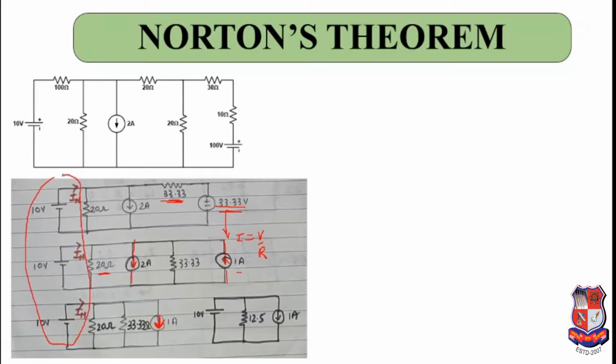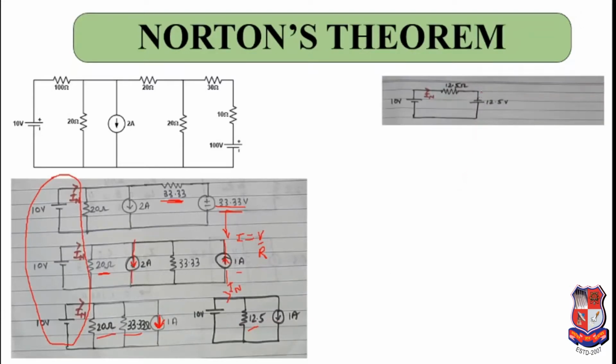Whatever term you need to find, that portion you should never touch. This is my thumb rule. So over here this 10 volt, and over here this is the Norton current which you need to find. The equivalent of 20 ohm and 33.33 will give you 12.5 ohms, and you already have here 1 ampere. So you can further solve this. This current source is in parallel with the resistance, so you can solve the circuit using voltage source transformation.